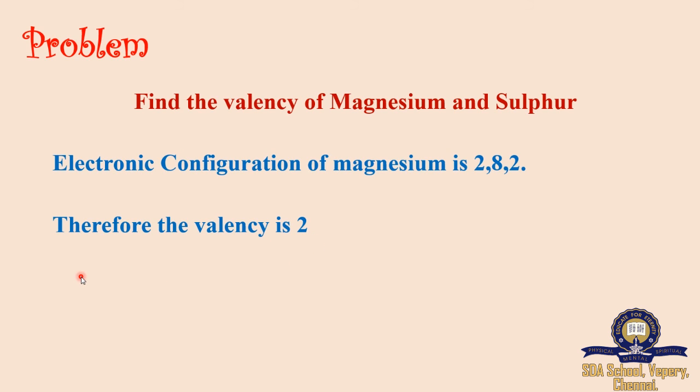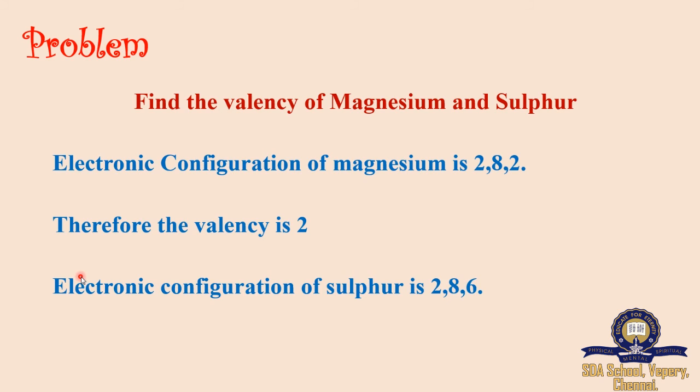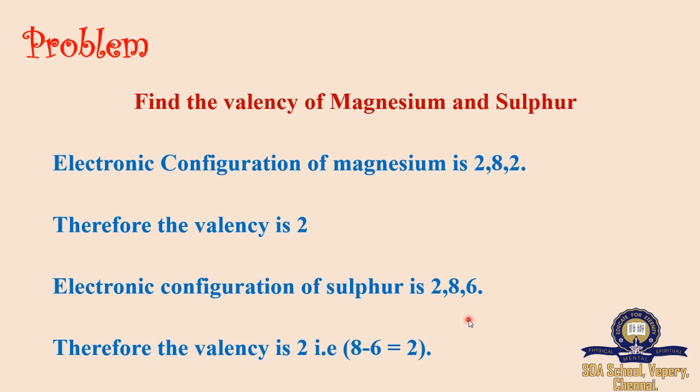Now let us consider the electronic configuration of sulfur, which is 2, 8, 6. So the outermost shell, which is the valence shell, has 6 valence electrons. Therefore the valency of sulfur is also 2. How is it 2? Because 8 minus 6 gives 2. Hope you understood, students, and that's it for today's class.